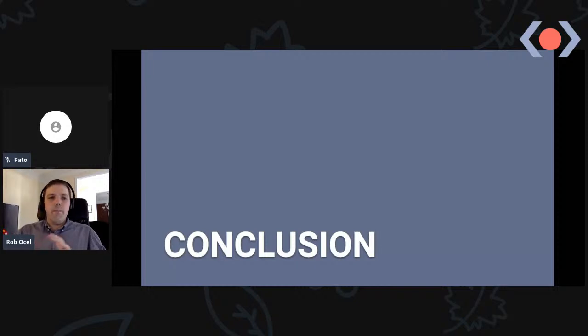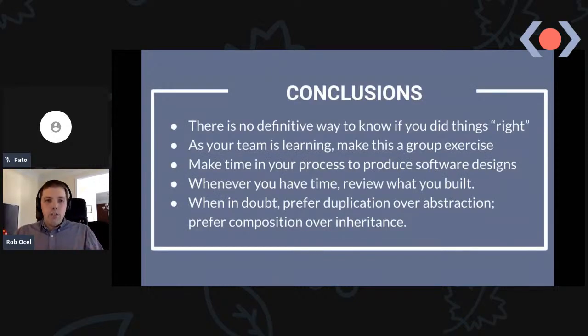So in conclusion, again, there's no definitive way to know that you did things right. These are strategies, and you might decide to follow all of them or follow none of them, or to violate them sometimes or violate them never. So as your team is learning this, and as you continue to learn this, or really on any team, make this a group exercise. Sit down with new requirements and say, how do we want to represent this requirement as a set of components? What would be good places to make these cuts?